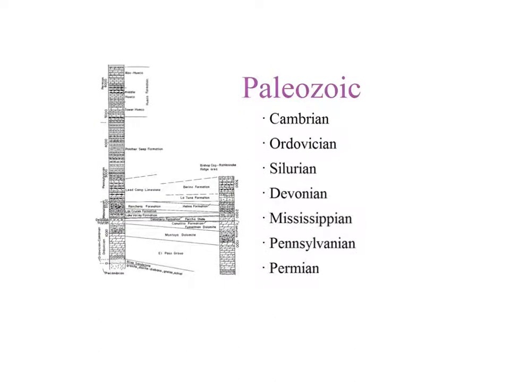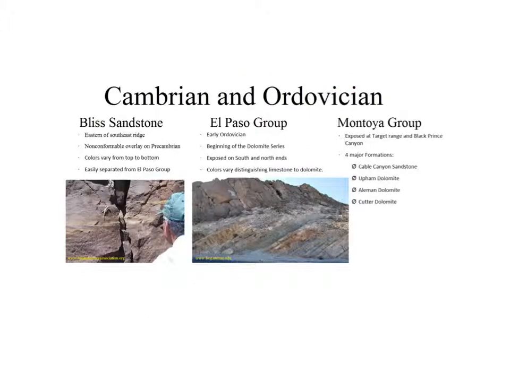The Paleozoic era is broken up into 7 different groups. You have your Cambrian, Ordovician, Silurian, Devonian, Mississippian, Pennsylvanian, and Permian. The oldest of the groups are going to be the Cambrian and the Ordovician, which are composed of the Bliss Sandstone, the El Paso group, and the Montoya group.